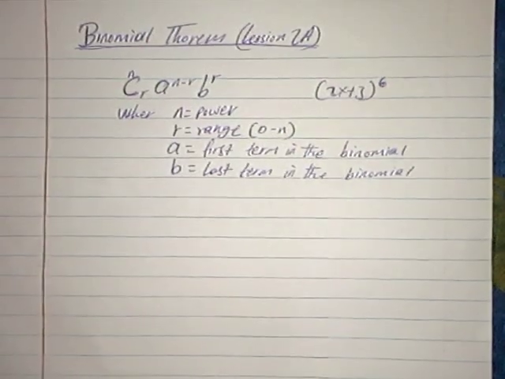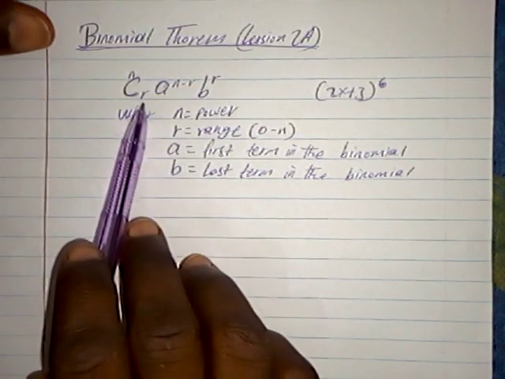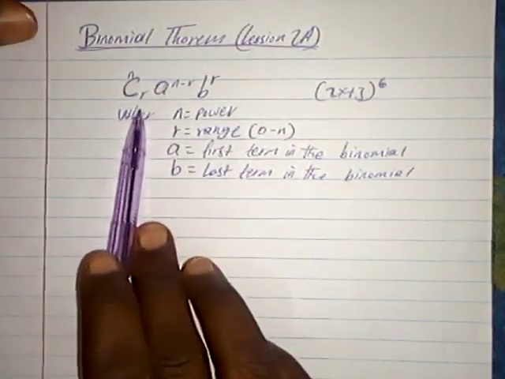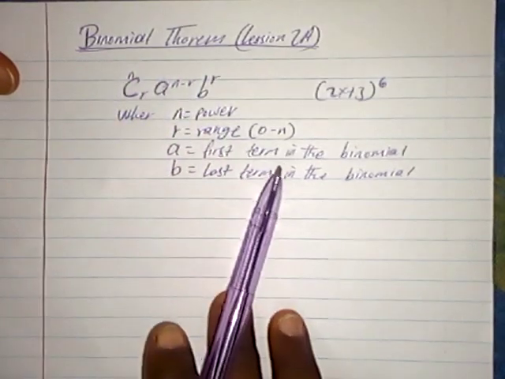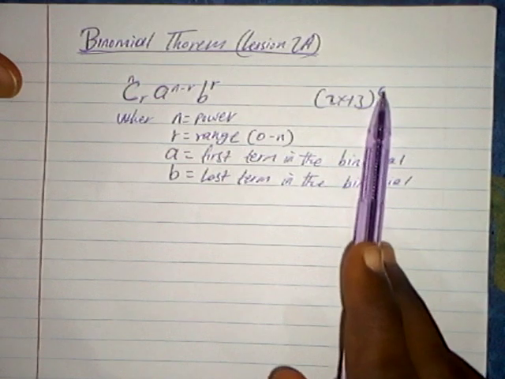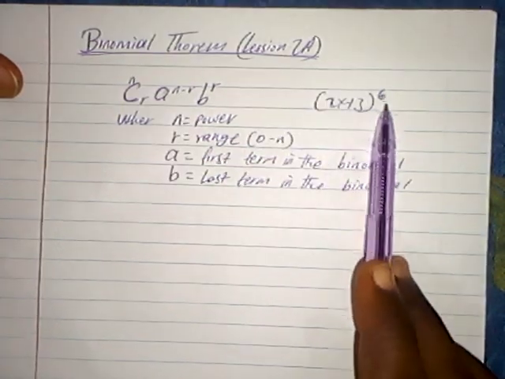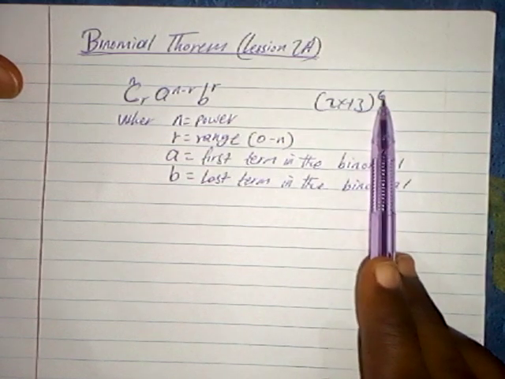Welcome. This is Binomial Theorem, lesson 2. All about combination in binomial theorem. You have to understand this formula, right? Where n is the power in the binomial, which is, this is an example of a binomial, power 6. So n is there as what? Power 6, the value of n.